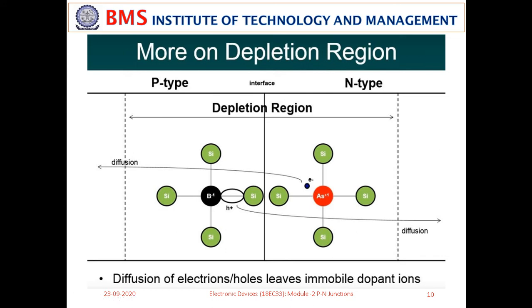What do we mean by neutral? Why do we say it is neutral here? Net charge is 0. Yeah, net charge, because the number of electrons moving to this side and holes moving to the other side is going to be equal.